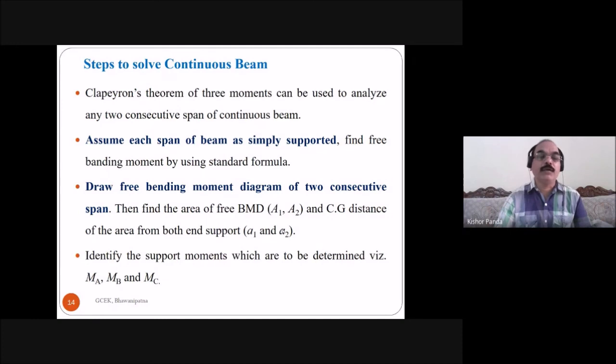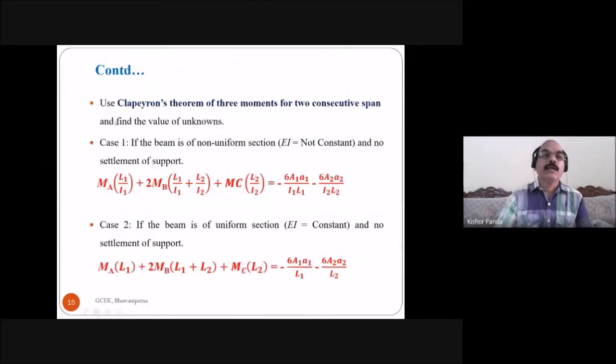If the end is a fixed end, then in that case there is a moment, MA. If the end is overhanging, there is also a moment. You have to take the moment. Only in a simply supported condition, the end moment is equal to zero. Then by using the Clapeyron theorem of three moments for two consecutive spans, find the value of the unknowns. Using this equation, find out the unknown value, because this is the Clapeyron theorem of three moments.